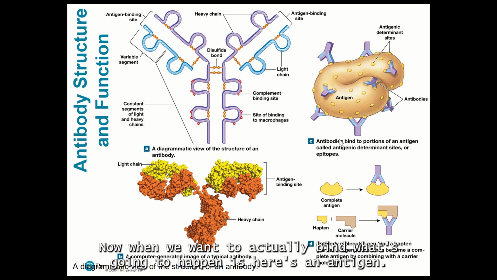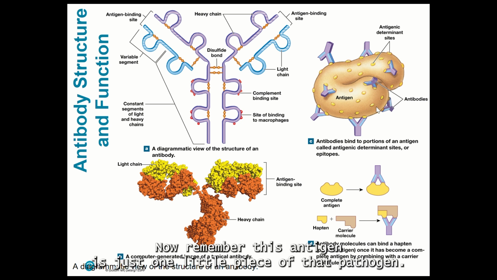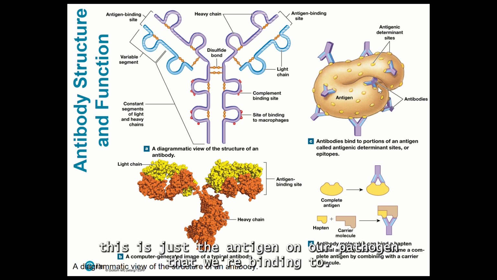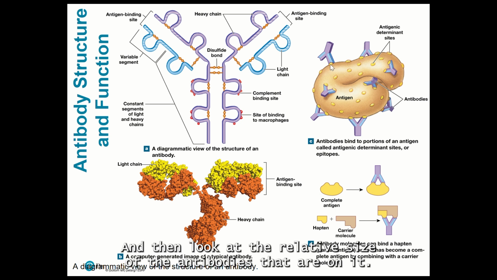Now, when we want to actually bind, what's going to happen is, here's an antigen. Now remember, this antigen is just one little piece of that pathogen. So it's those proteins that stuck out onto the pathogen. So the pathogen is huge, because even looking at this, it's just the antigen on our pathogen that we're binding to, and then look at the relative size of the antibodies that are on it.